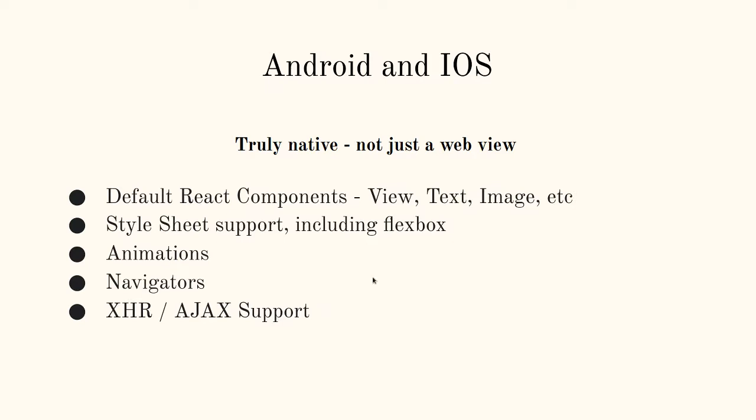Yeah, like I say, it's truly native. Like in React, we had the div and the label and different components. In React Native, they've got view and text and image and etc. Some different ones, especially for native, so it could easily be transported back into native code, like either Swift or Java.